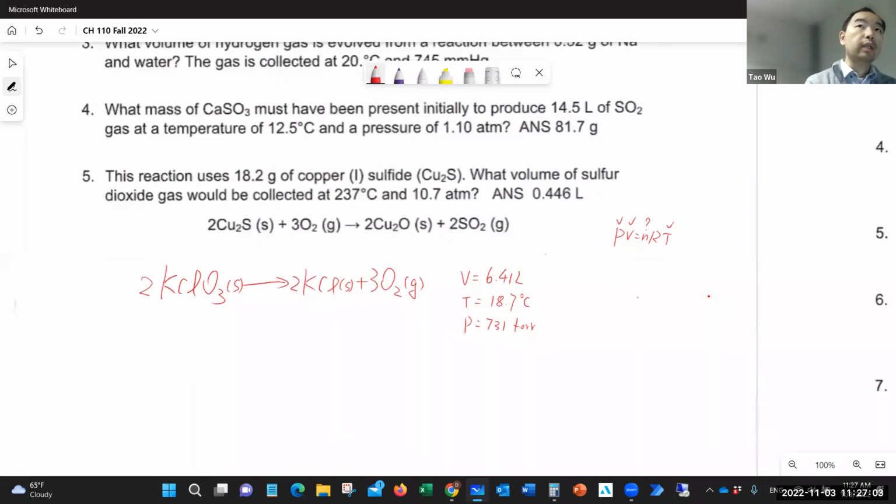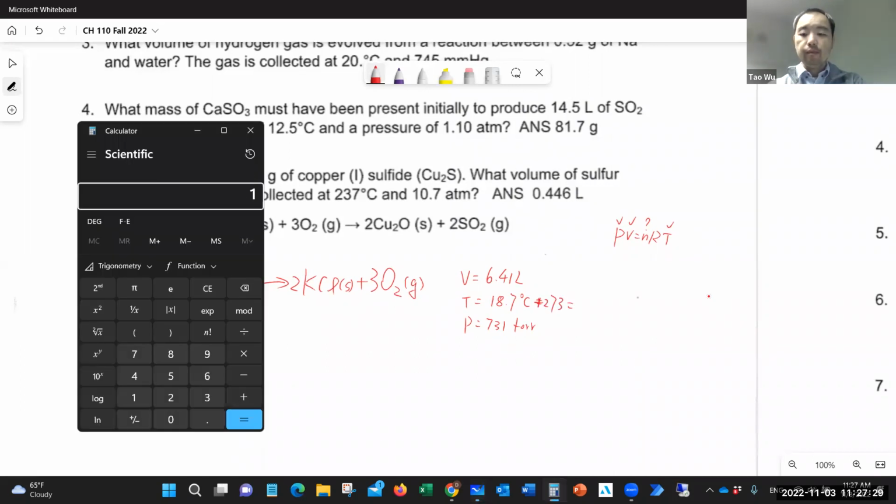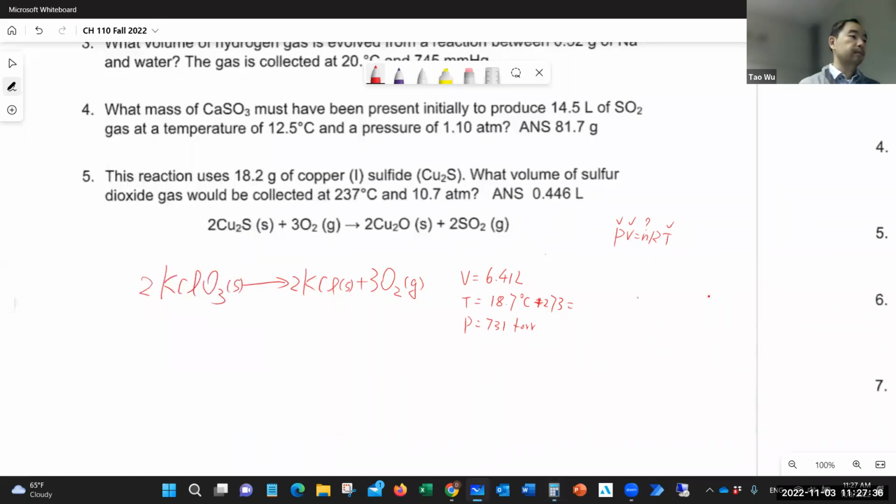But before we do this, remember what we're going to do first. Convert the numbers, because we need to use the correct units. For the volume, liter should be fine. Temperature should be in Kelvin, so you're going to add 273. 18.7 plus 273, you got 291.7.